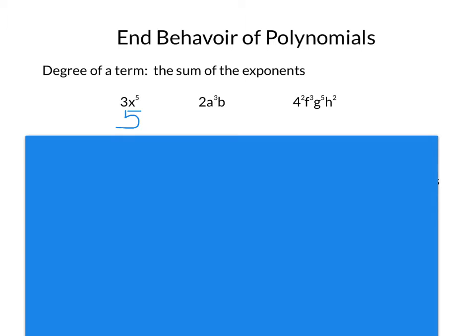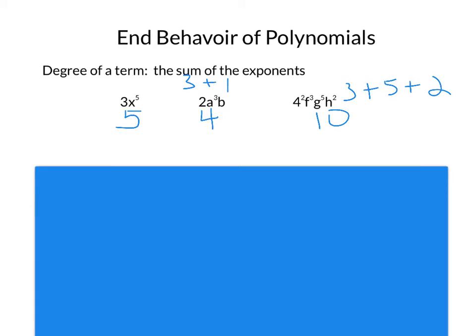Our variable a has a degree of 3, and the b has an understood exponent of 1. Adding together, we get a total degree of 4. And looking at our final example, 4 squared, f to the third, g to the fifth, h to the second. It doesn't matter that the 4 has an exponent of 2 because we're only going to look at the exponents of the variables. So to get my degree for the entire term, I would add 3, 5, and 2 to get a degree of 10. Take a moment to pause this video and write down the definition and examples.